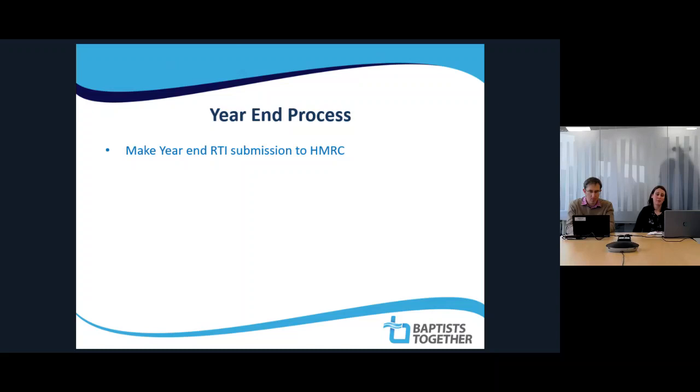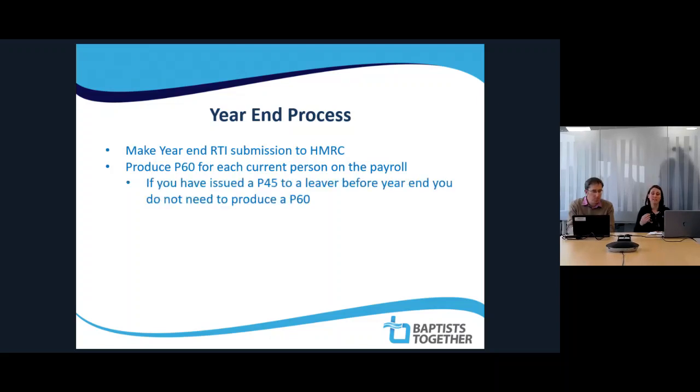You then have to produce a P60 for every person on your payroll, and that's current people on your payroll. So if you've had people leave earlier in the year, or even if they leave in March, then they've been given a P45, so they don't need a P60. So you only give a P60 to anyone that is currently employed on your payroll at the end of March.